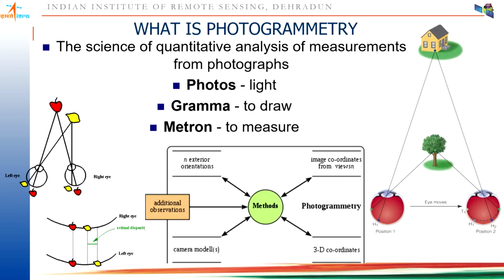The term photogrammetry is made up of these three different terms. Now, how are we able to do the measurements from the photograph? It is not two-dimensional measurement. Precise three-dimensional measurements from the photographs, deriving precise three-dimensional measurement, is called photogrammetry. Now, how are we able to get three-dimensional measurement from a two-dimensional photograph?